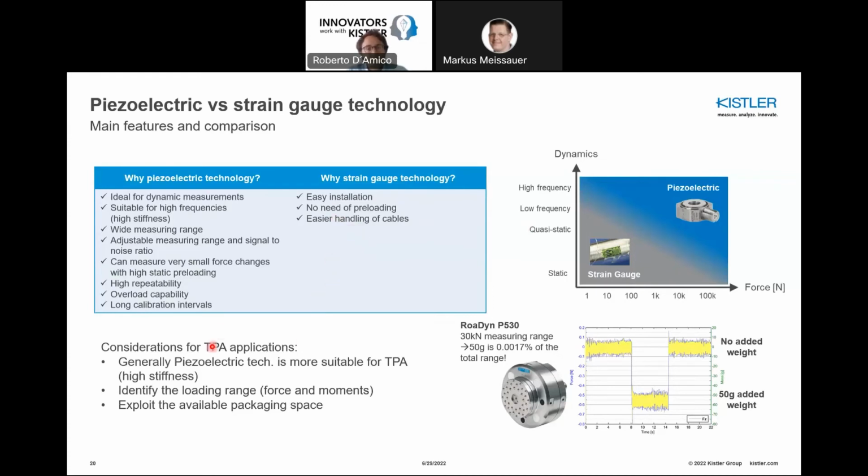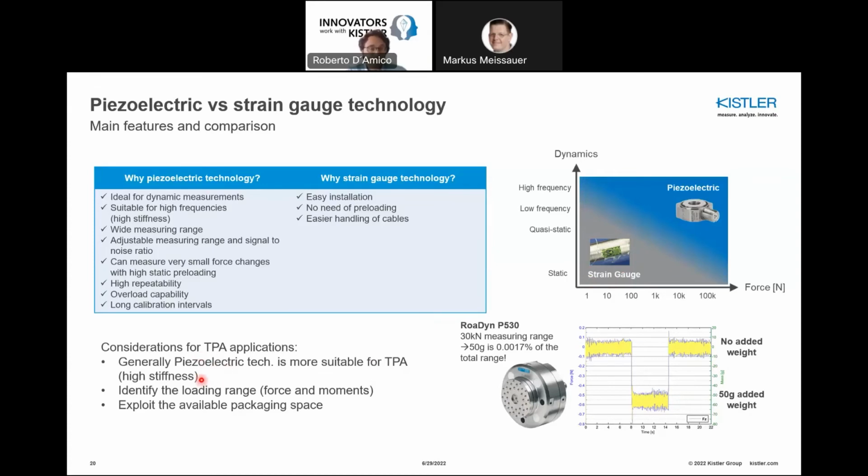And when it comes to TPA applications, there are a couple of points I just want to mention. First of all, of course, piezoelectric technology is more suitable for TPA because it's stiffer, so it allows you to get higher in frequency in general. Of course, this does not mean that strain gauge is not to be used, but definitely I would rely better on the piezoelectric sensor if I could.